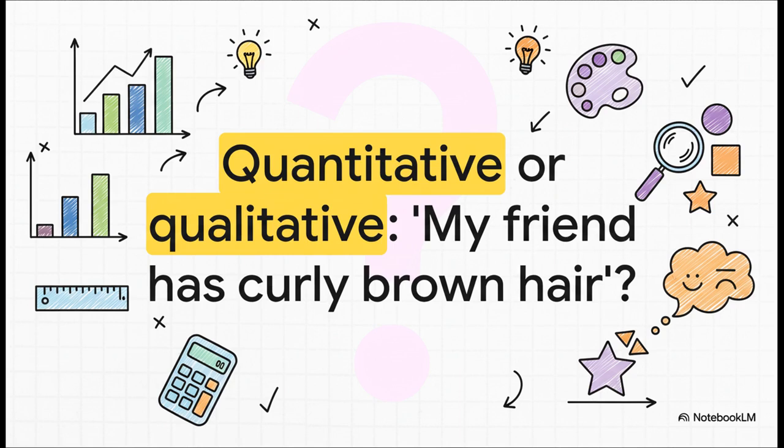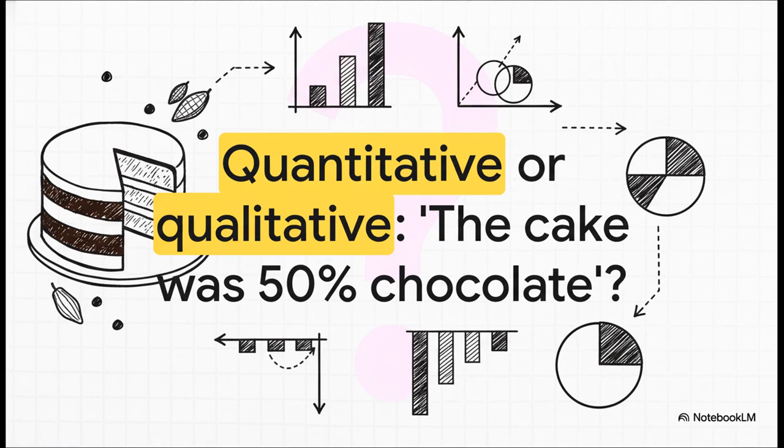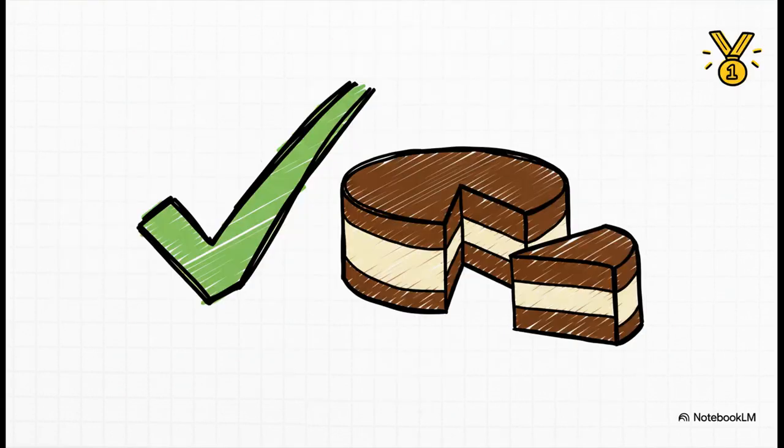What do you think? And if you said qualitative, you are spot on. Curly and brown are descriptions, right? They're qualities. You can't put a number on them. Nicely done. Okay, ready for round two? How about this one? The cake was 50% chocolate. Is that quantitative or qualitative? You got it. That's quantitative. The big clue is the number, right? 50% is a precise measurement. See, it's not so bad.